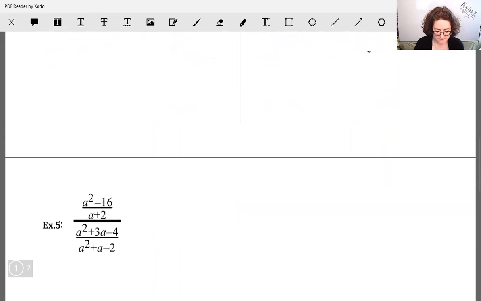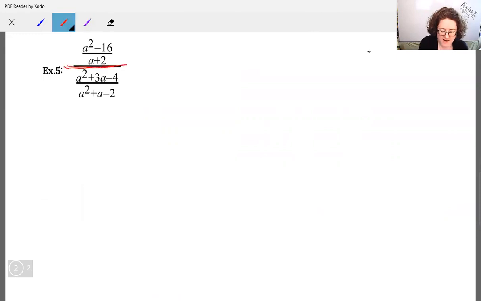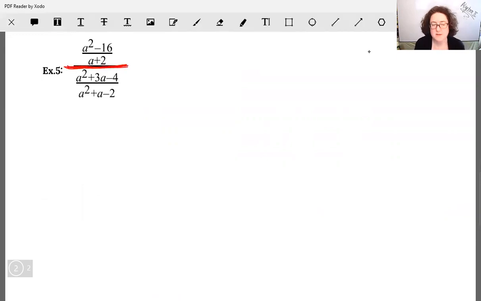And now it'll let me scroll. That looks like a big honking fraction, but it's just a division problem. Keep in mind, whenever you see the fraction bar, in essence, it means division. So I'm dividing the top fraction by the bottom fraction.